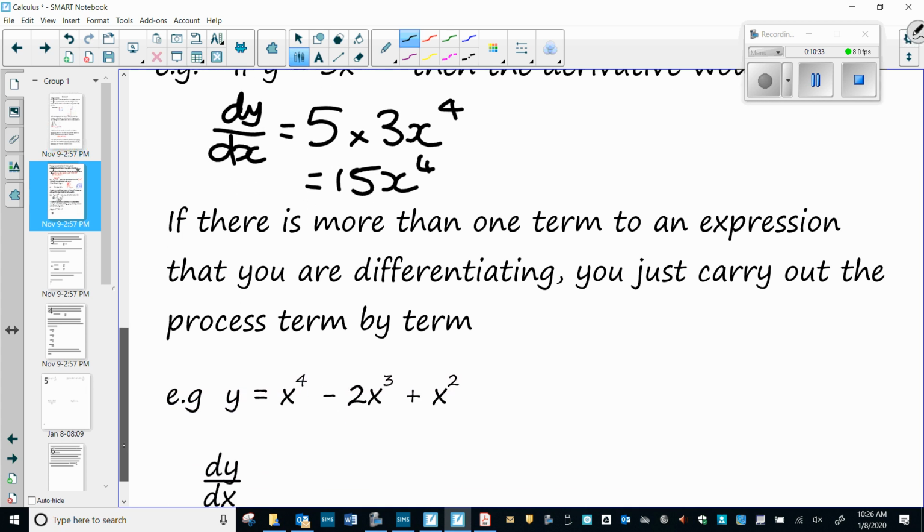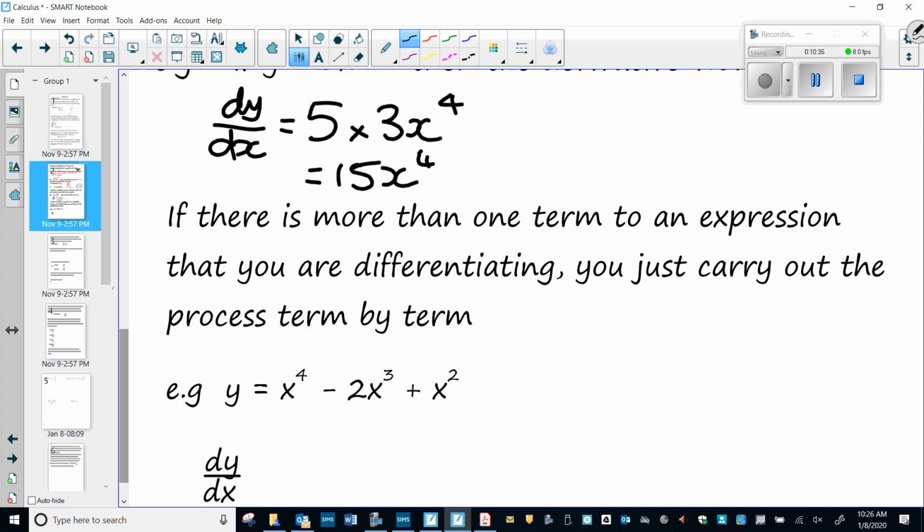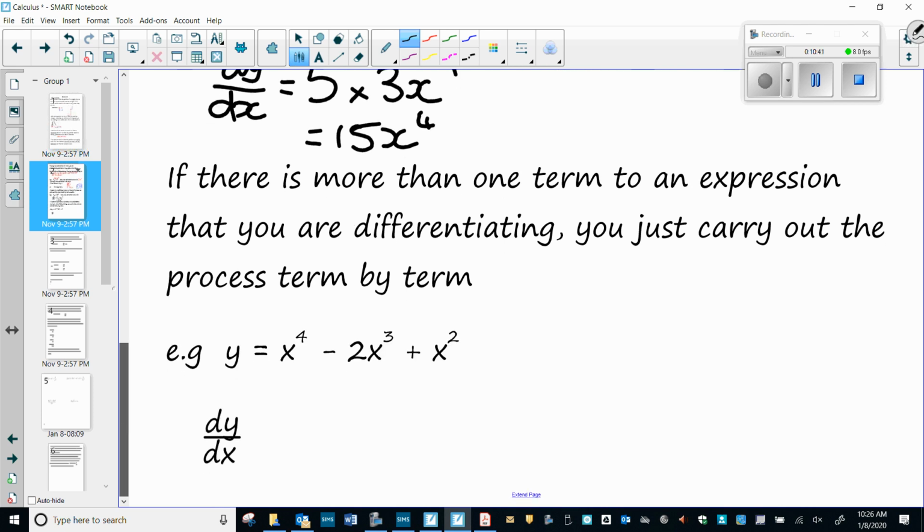If there's more than one term, you're just going to use this rule repetitively for each separate term. So y equals x to the 4 minus 2x cubed plus x squared. So dy dx would be, what's the first term? 4x cubed. Then 6x squared. Then 2x.